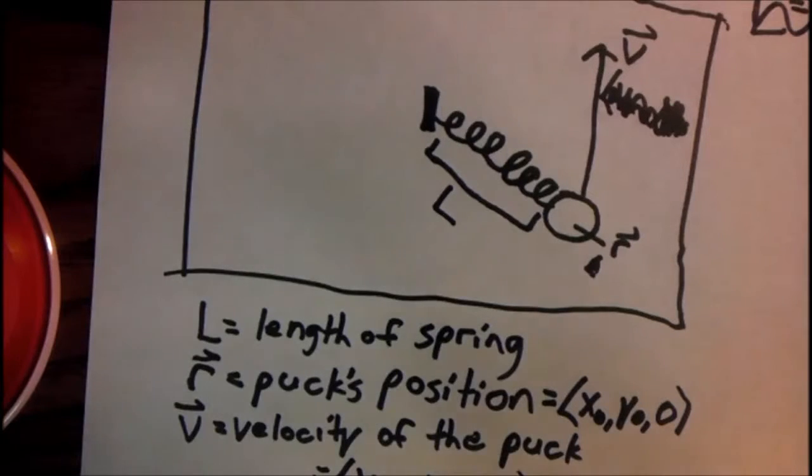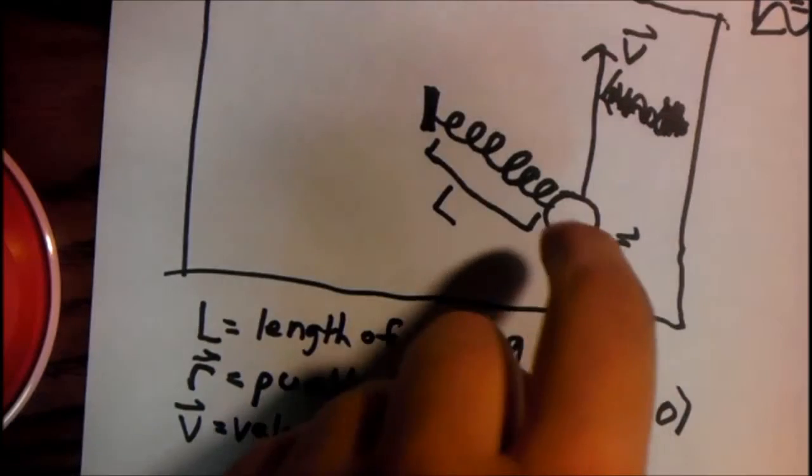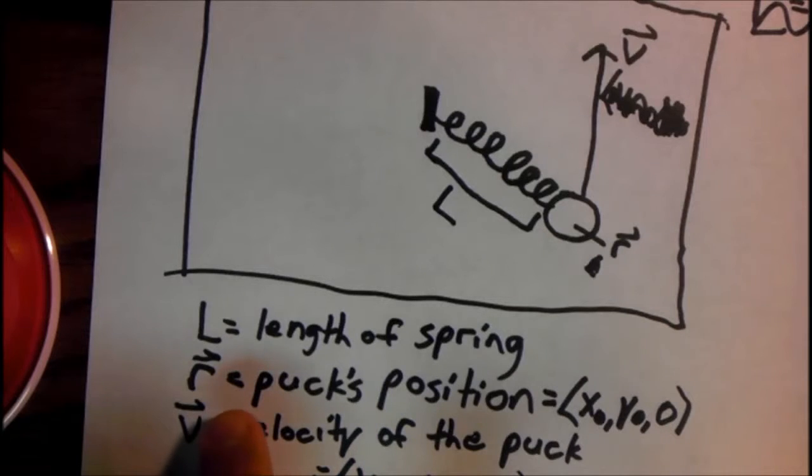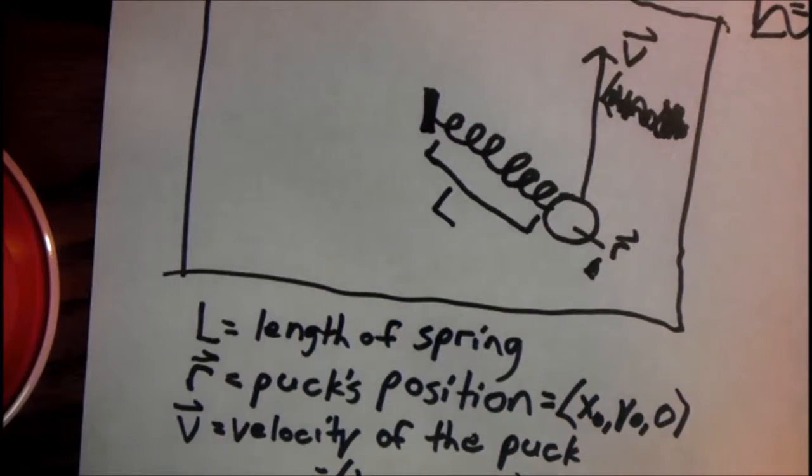On test 4, the problem I had the most trouble with was question 4. The problem was set up so that a spring was connected to a pole in the middle of an air hockey table, and on the other end of the spring was a puck, denoted by the r vector, which is its position. We pull the spring out with our hand, and then we give it a push with a certain velocity, and the puck goes round and round.